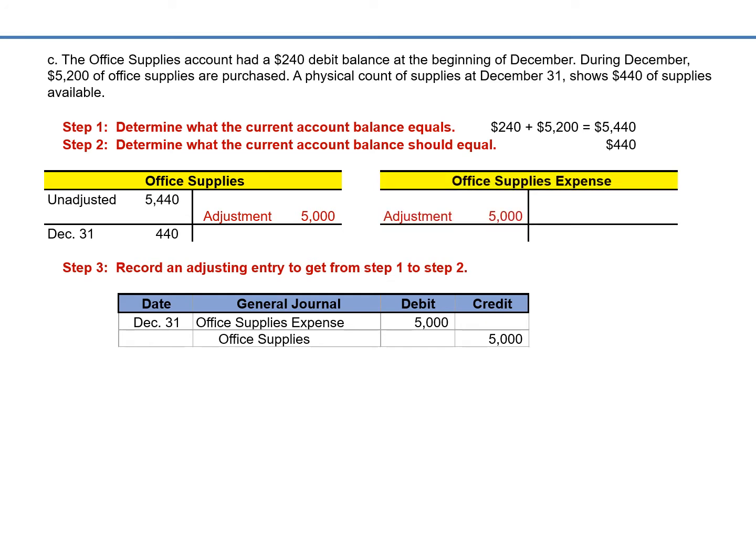There you see your debits posted on the left side of the T account for office supplies expense and your credits posted on the right side of the T account for the office supplies asset account.